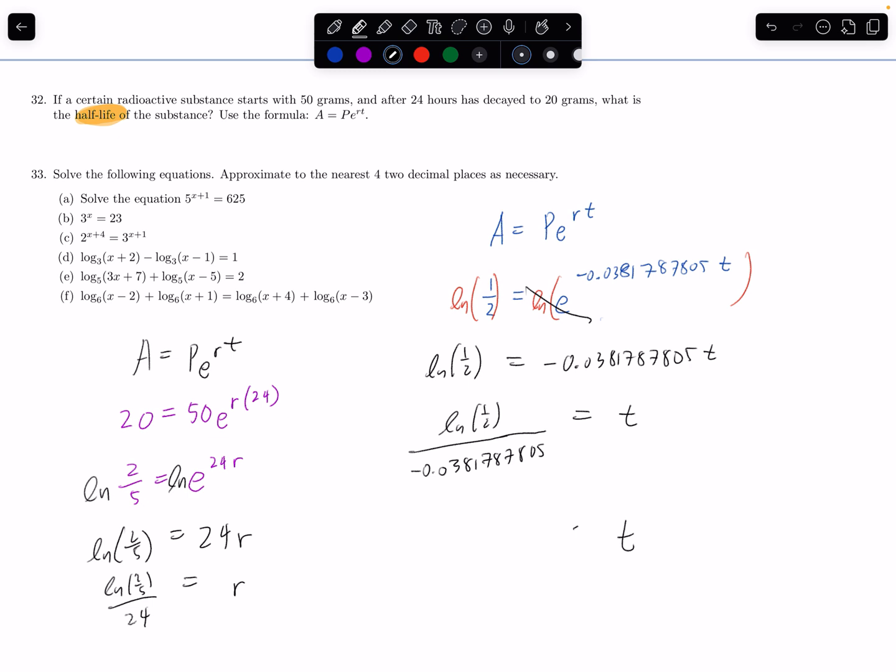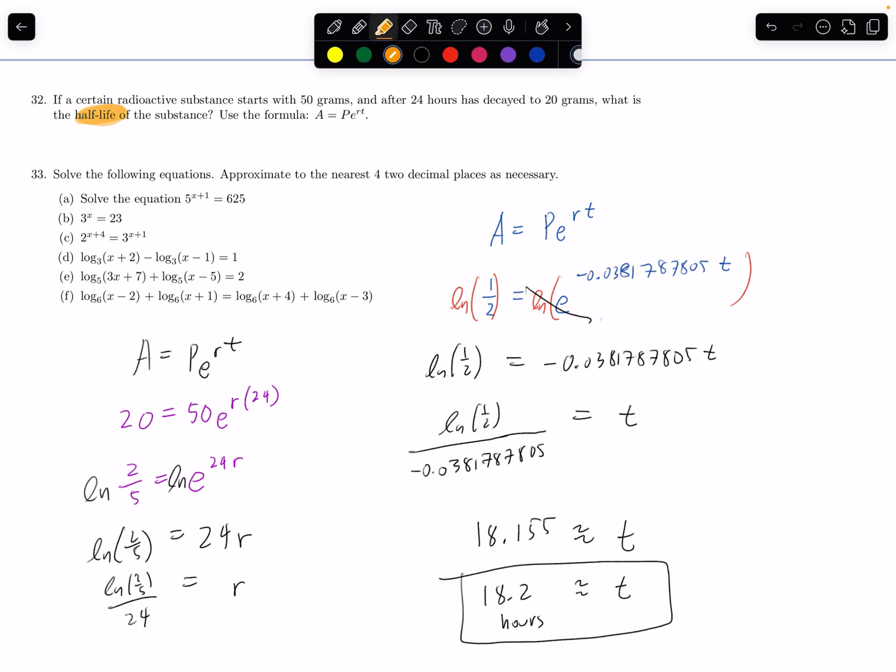T is approximately 18.155. Now, let's see, how much should I round here? We were given originally the time as 24 hours, so I don't want to go too far past that. Let's just say to the nearest single decimal. So let's say T is approximately 18.2 hours. I'm not following the rules of significant figures here, but just using a little intuition. Okay, so there you go.